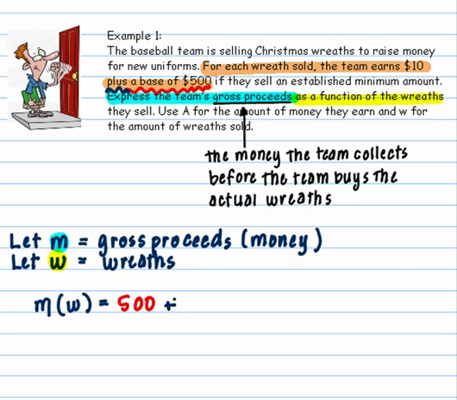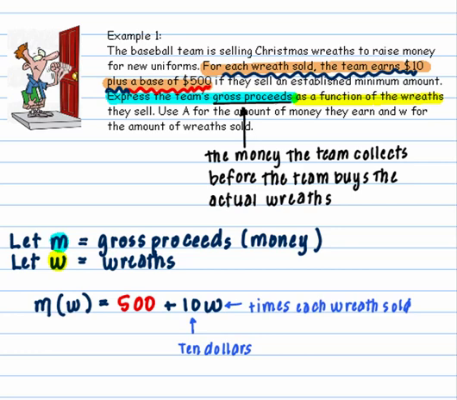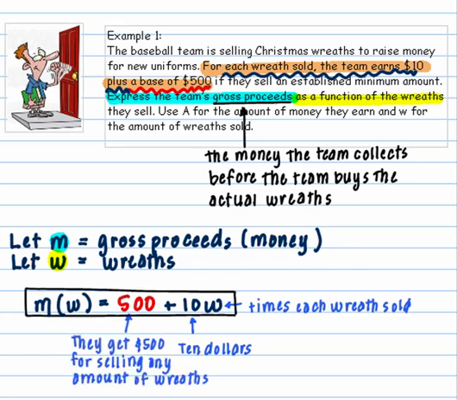So I'm going to start my equation with that. Then on top of that, it looks like the team is going to earn $10 for each one of the wreaths they sell. So I'll put 10 in front of W, or 10 times W. So my final function is M of W equals 500 plus 10W.